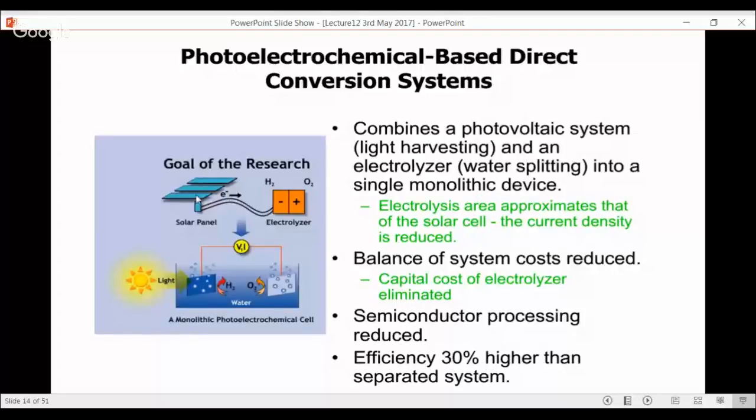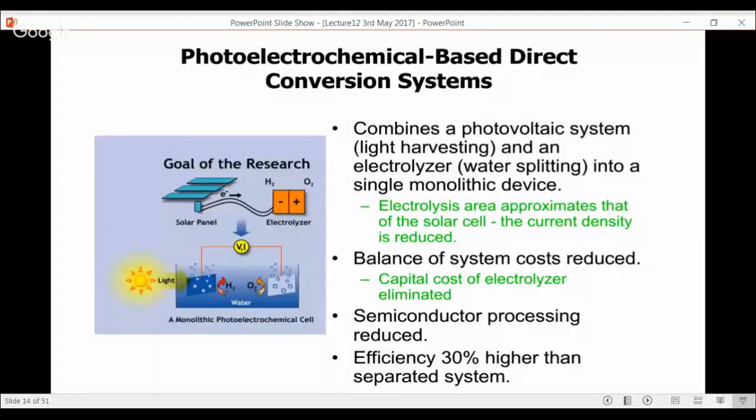So instead of this, even though it is shown separately, all of them can be put in one piece. Electrolysis area is approximately that of the solar cell. The current density is reduced. Balance of system costs are reduced. This is a statement for economists, but we will not worry about it at the moment.